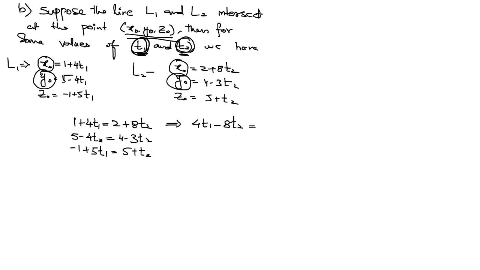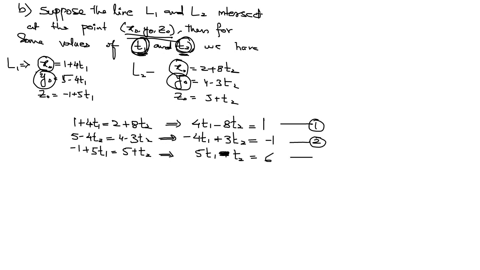Okay. So you compare the values, and this is equal to 1, and you see this is minus 4t1 plus 3t2 is equal to, for example, minus 1, and when you simplify, that is equal to 5t1 minus t2 is equal to 6. Okay, so this is equation 1, this is equation 2, this is equation 3.